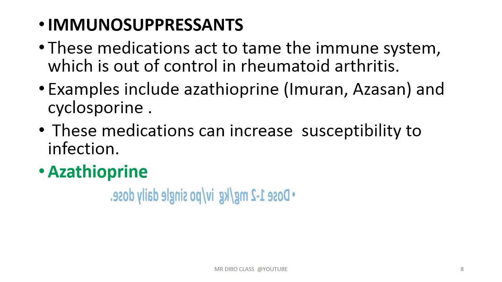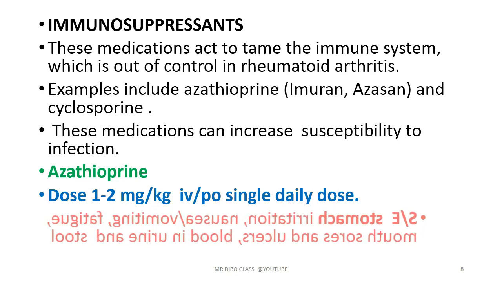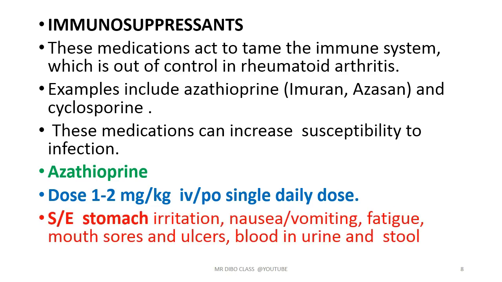Now, this drug azathioprine, the dose is simply 1 to 2 milligrams per kg, which can be given IV or orally, as a single daily dose. And the side effects include irritation of the stomach, nausea and vomiting, fatigue, sore mouth, ulcers, even blood in urine and stool.